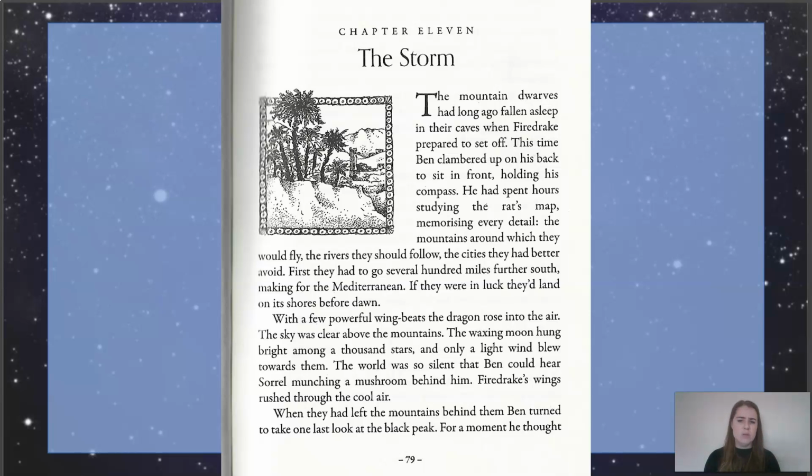He had spent hours studying the rat's map, memorising every detail. The mountains round which they would fly, the rivers they would follow, the cities they had better avoid. And first they had to go several hundreds of miles further south, making for the Mediterranean. Now the Mediterranean Sea is close to where we've got the hotter countries, so we're getting close to the equator here. If they were in luck, they'd land at its shores before dawn.